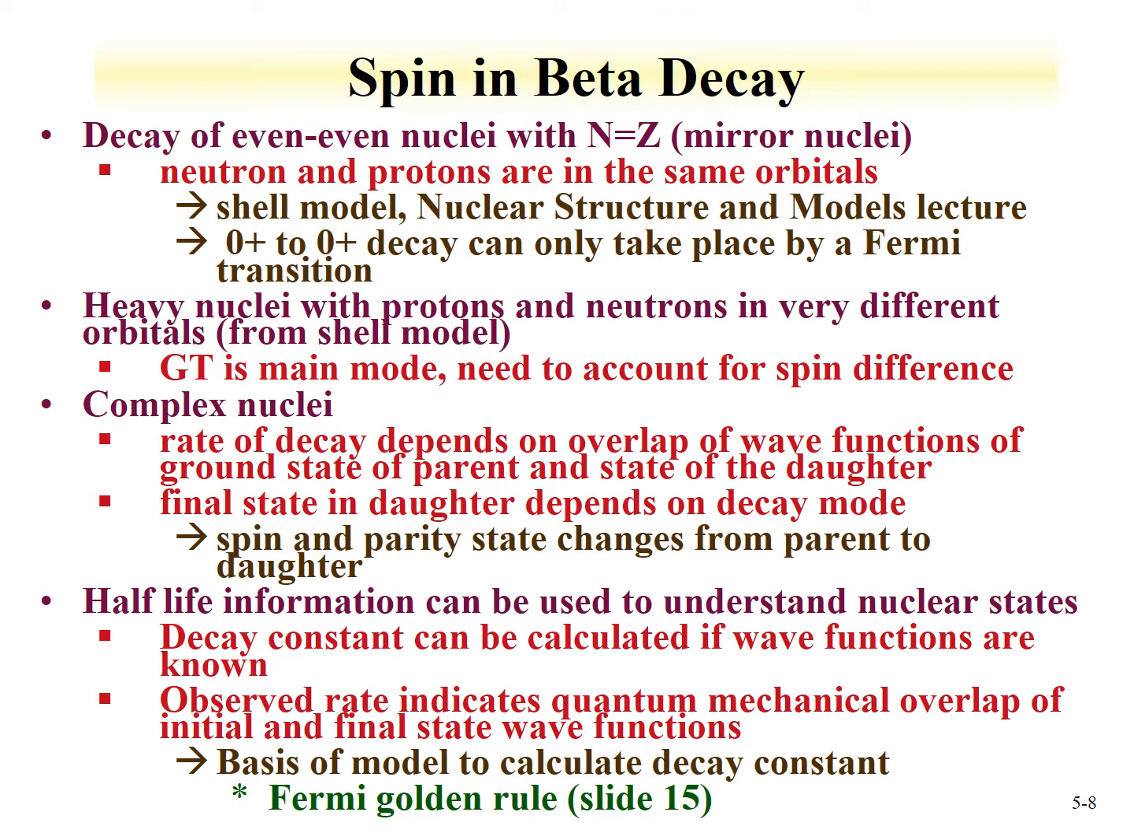So I can get half-life information from this. I can also use the half-life information to understand nuclear states. I can calculate the decay constant if the wave functions are known. So an initial observed rate indicates the quantum mechanical overlap of the initial and final states of the wave functions. And we'll get into this in more detail when we discuss Fermi's golden rule, where Fermi came up with an equation to describe the decay constant based upon these initial and final wave functions and their overlaps.